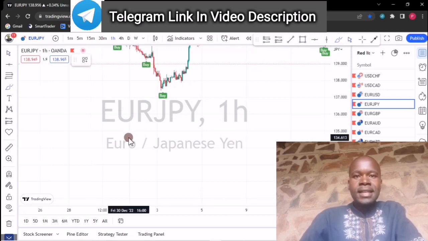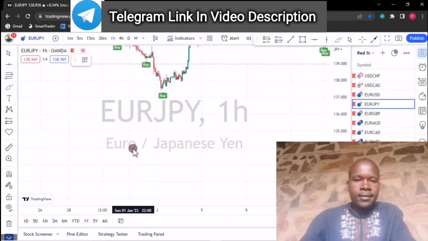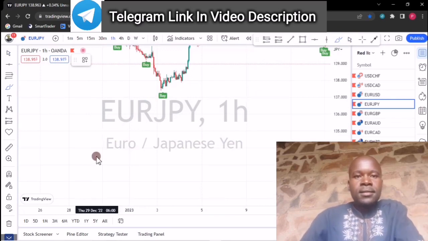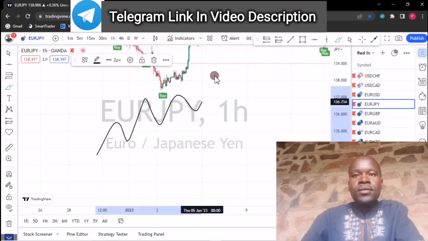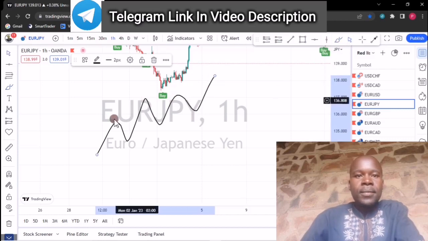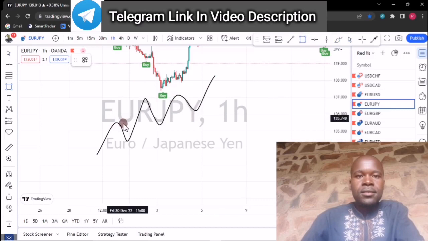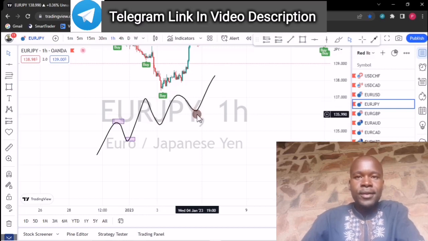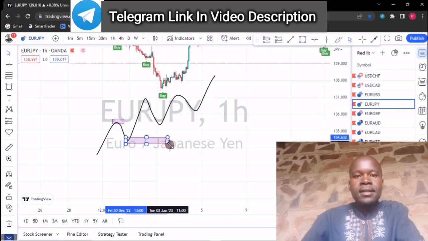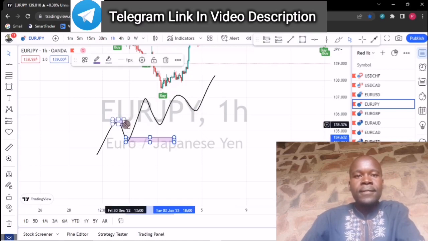Okay, the first key thing that you need to know is this. Whenever the market moves like this, these turning points, let me just mark 2. All these turning points, this one, that one, are very important key levels. You might even extend this line. It's an important key level.